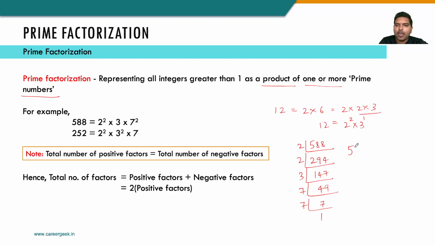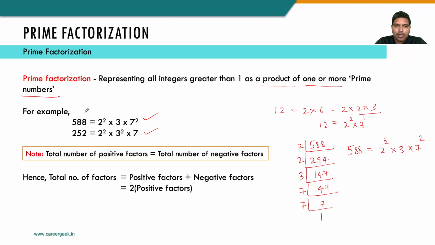Now how can we write 588? 2 is multiplied 2 times, so 2 squared, then 3 once and 7 twice. So that's what we got here. Same way, you can try solving for 252. You should be getting 2 square multiplied by 3 square multiplied by 7. Okay, so this is about prime factorization. Any number can be prime factorized this way.